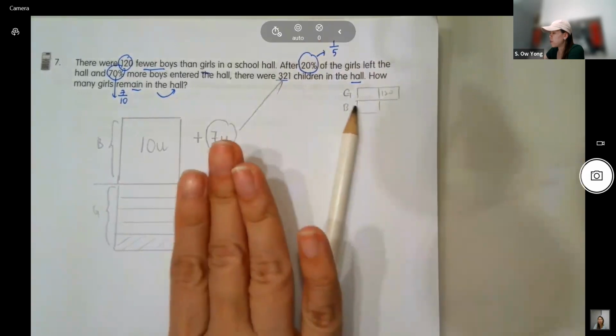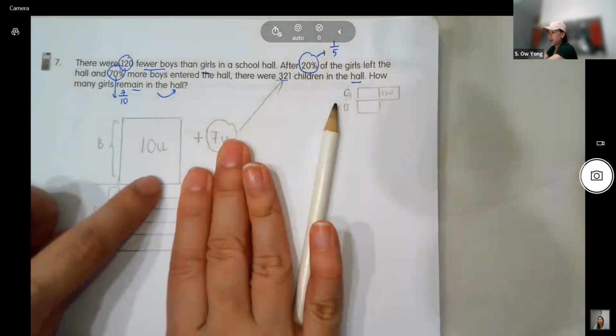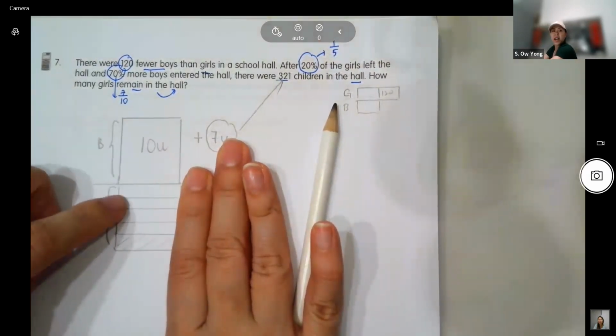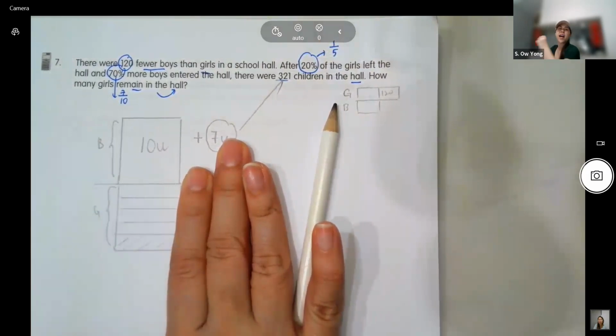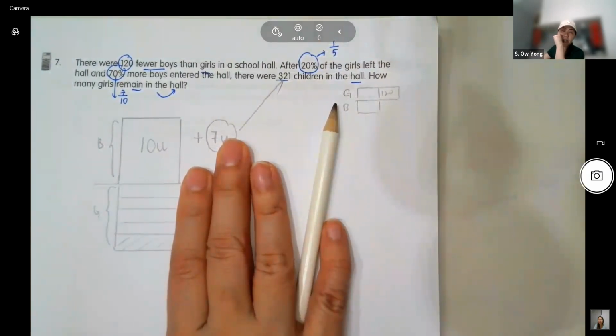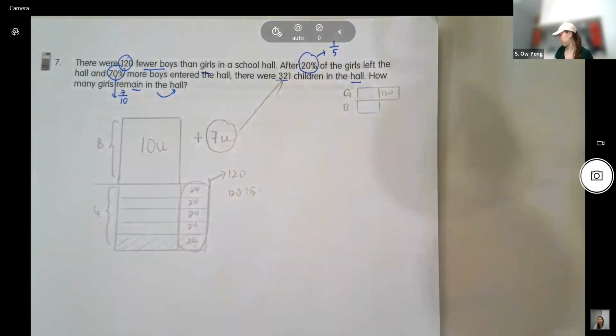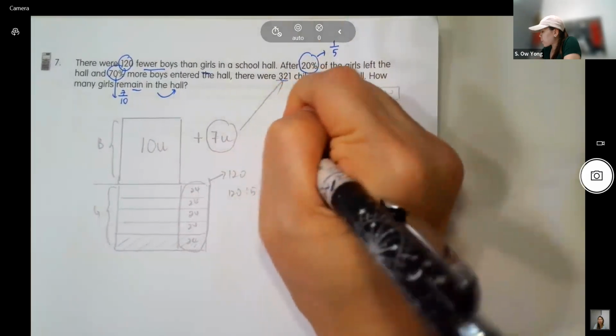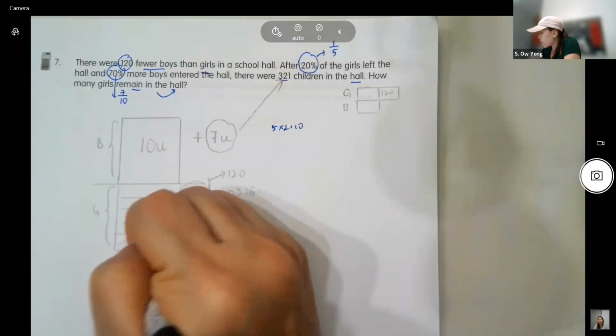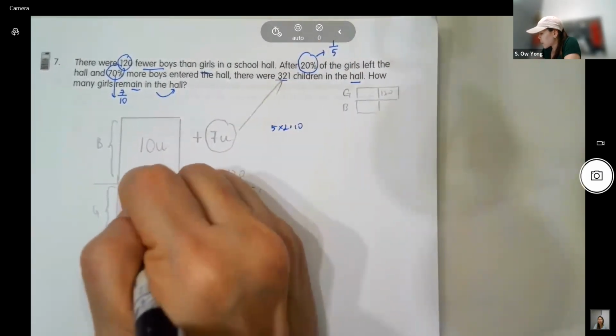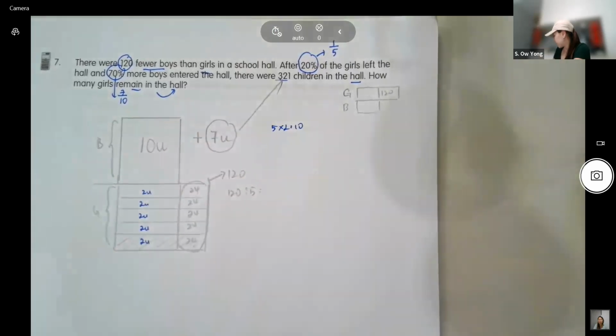Now the problem is, if you look at here, here I have 10 units. Here I only have 5 units. How can 5 be the same as 10? What can I do to the 5 units so that I can get 10 smaller units? Yes, you are correct. You said 5 times 2 is 10. So I'm going to subdivide like that. I write 2 units here.